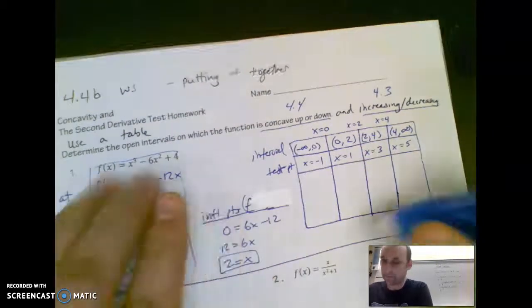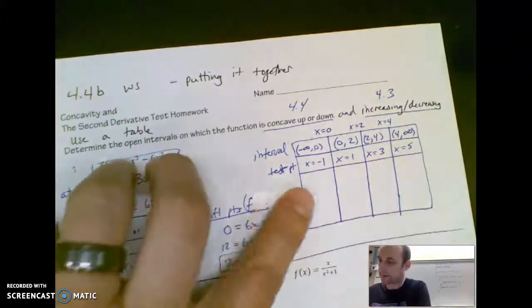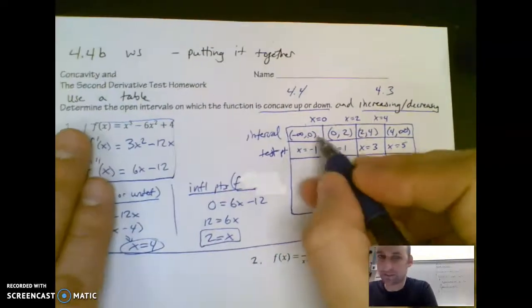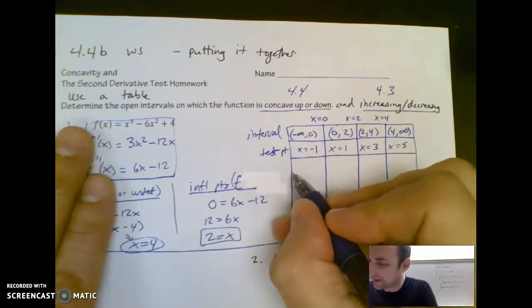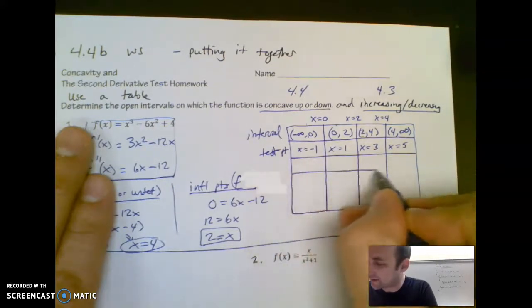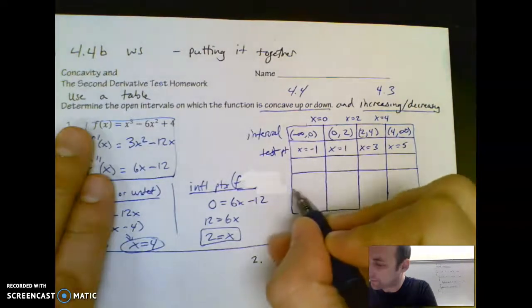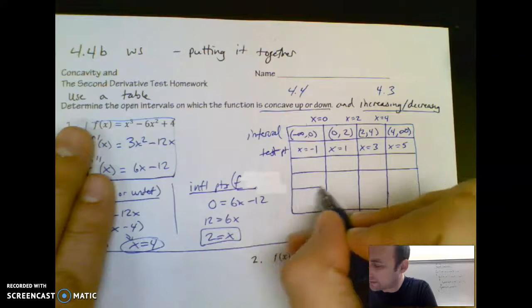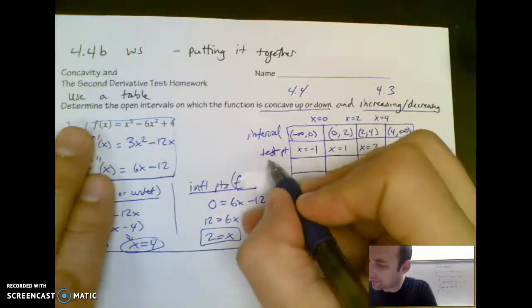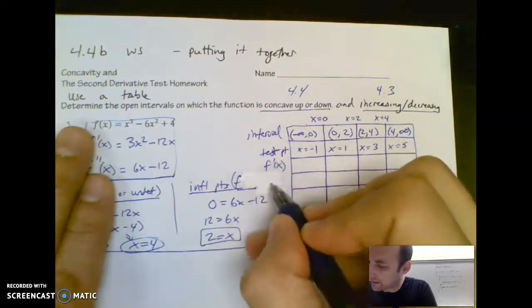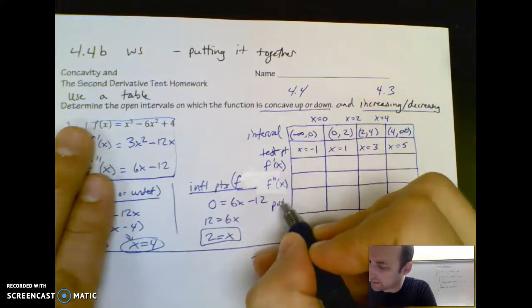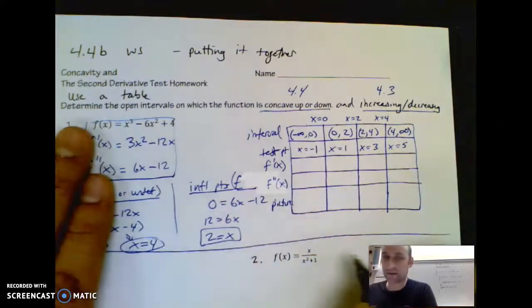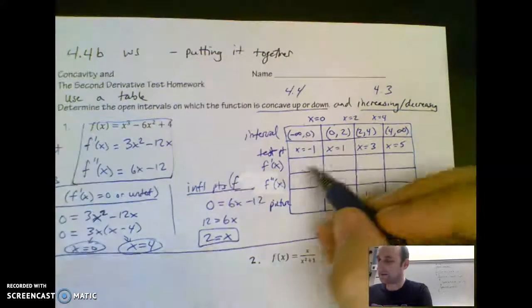Okay. Anyway, so my next column, after I chopped it into pieces, I wrote the intervals, I found my test point. Then I want to do two things now. I want to do a check with the first derivative, and then a check with the second derivative, and then a picture. Okay, so let's do this.